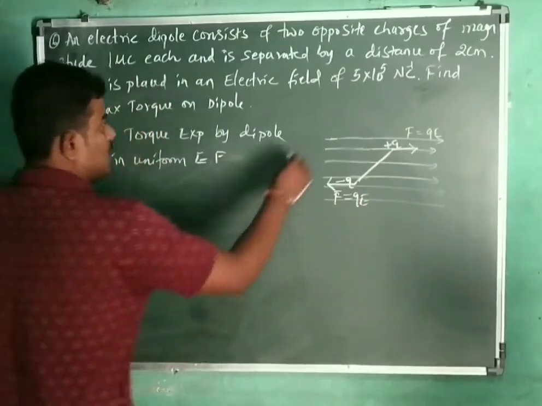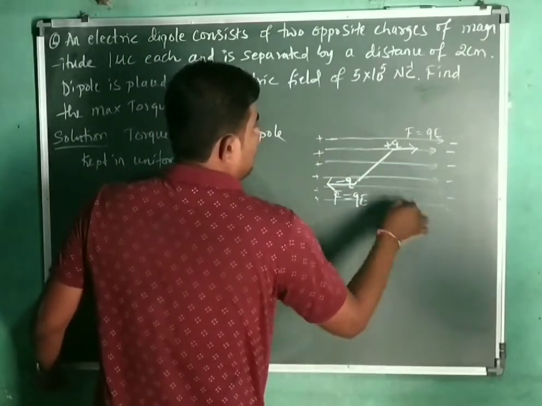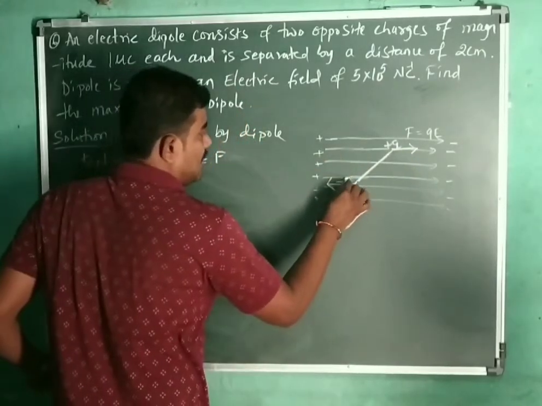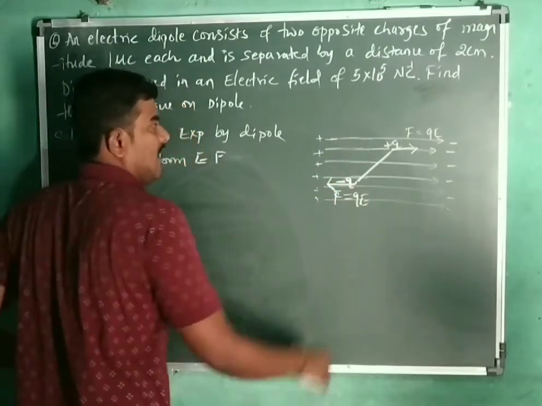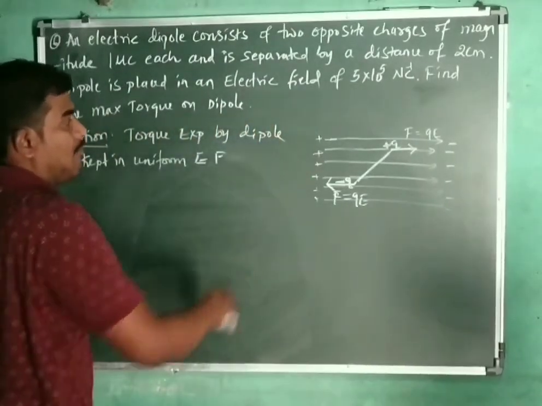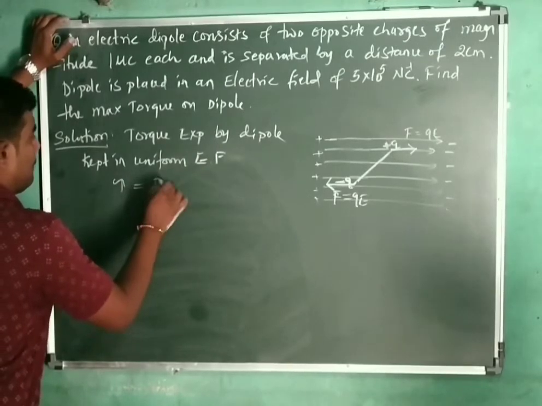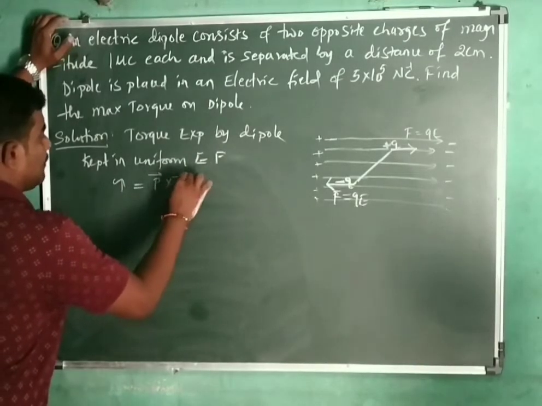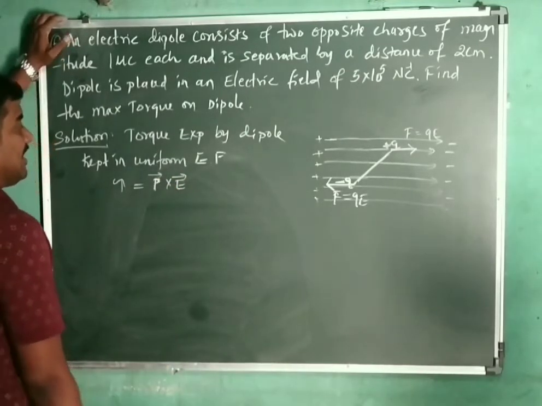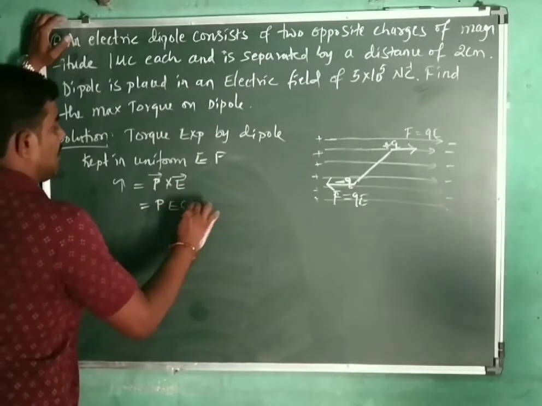Okay, because all the positive charges are located here and all the negative charges are located here, these positive charges get repelled by these positive charges, and this negative charge gets attracted by the positive charge, and this positive charge also gets attracted by these negative charges. Therefore a couple of forces constitute torque, and the torque formula is tau is equal to P cross E, where P is dipole moment and E is what? Electric field intensity, okay, and since cross product is there, therefore I can write it as PE sin theta.